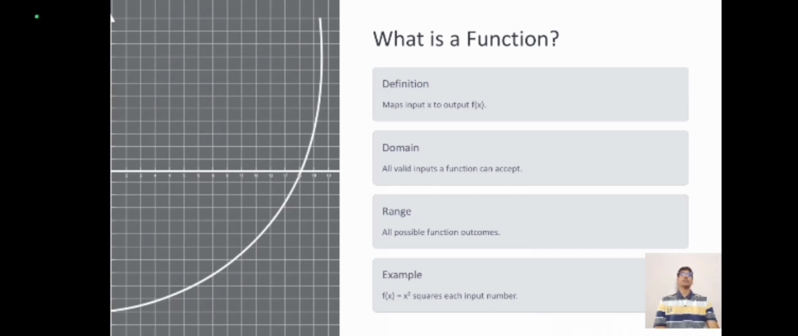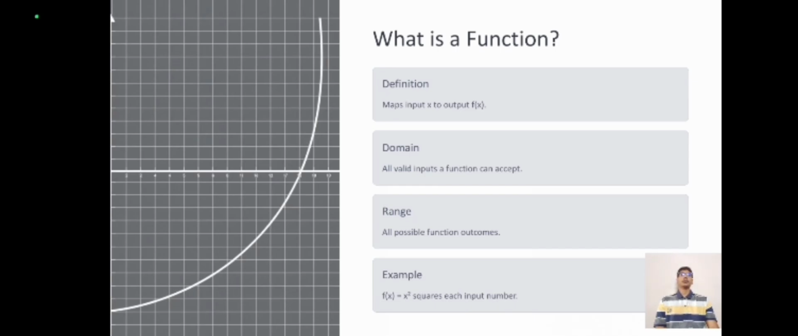Now, two important terms we must understand with functions are domain and range. The domain of a function is the set of all inputs we are allowed to use. For example, if we have a square root function like f of x is equal to root x, then we can't use negative numbers as input because we can't take the square root of a negative in real numbers. So the domain here is x is greater than or equal to 0.